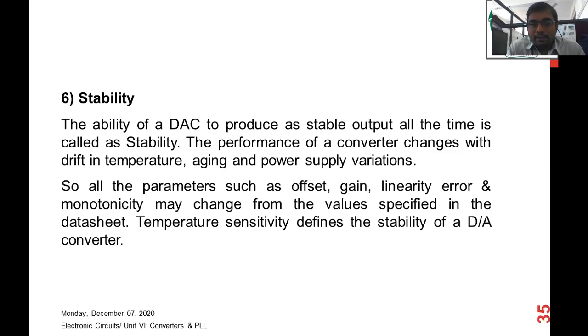And all these parameters that we have learned, that is offset, gain, linearity error, and monotonicity, may change from the values specified in the data sheet. And generally the temperature sensitivity in the case of a digital to analog converter defines the stability of the digital to analog converter.